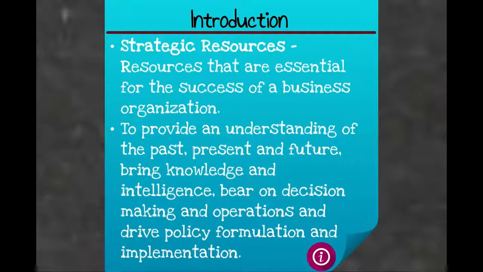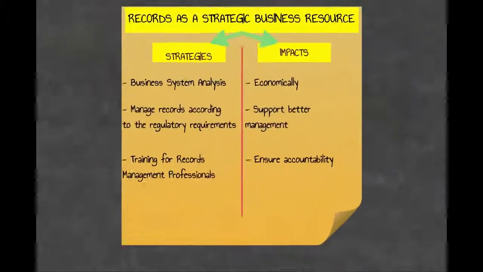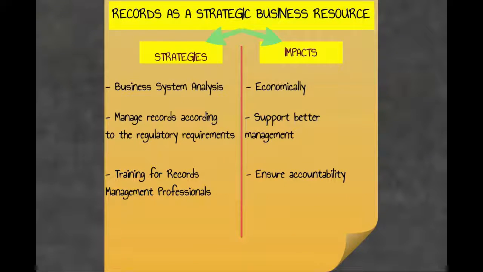Introduction. Strategic resources are resources that are essential for the success of a business organization and provide an understanding of the past, present, and future. They bring knowledge and intelligence to decision making and operation and drive policy formulation and implementation. There are two elements in record as a strategic business resource, which are strategies and impact. The strategies are business system analysis, managing records according to regulatory requirements, and training for records management professionals. The impact is to economically support better management and ensure accountability.